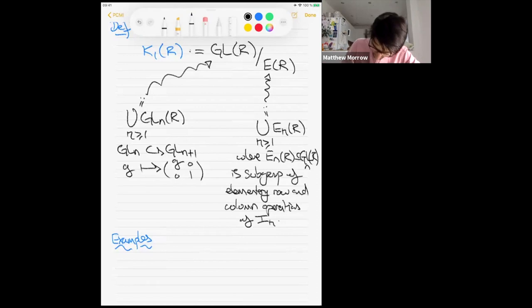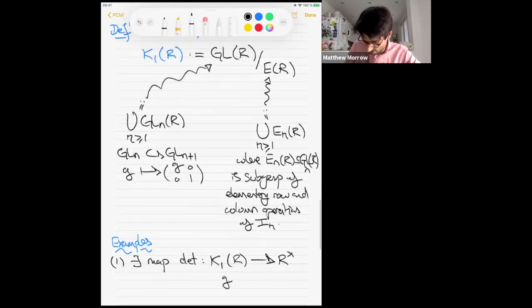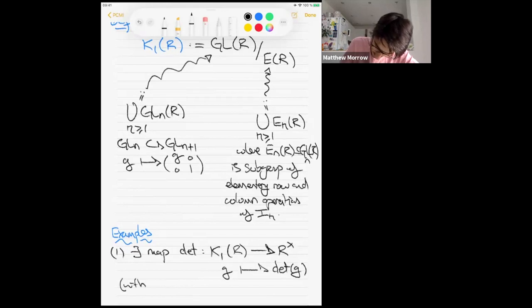So starting again with the case of a field, but more generally, let me make a comment that we always have the so-called determinant map from K1 of R back to the units of R. This is represented by some matrix inside some GL_N, and I just spit out its determinant in the usual sense. And this is even going to have a right inverse, by taking a unit in the ring and looking at the matrix starting with that unit and then being ones all down the rest of the diagonal.